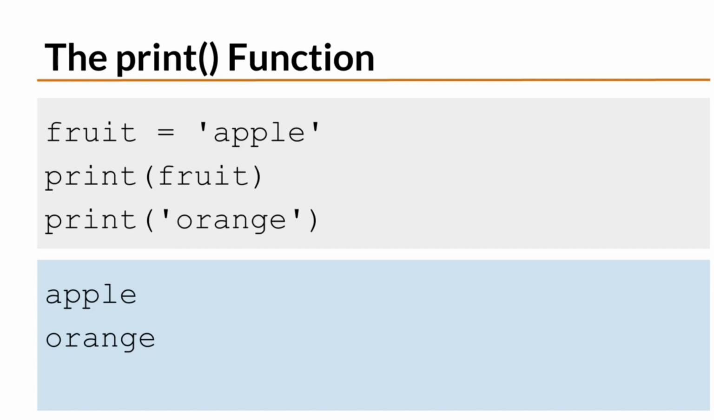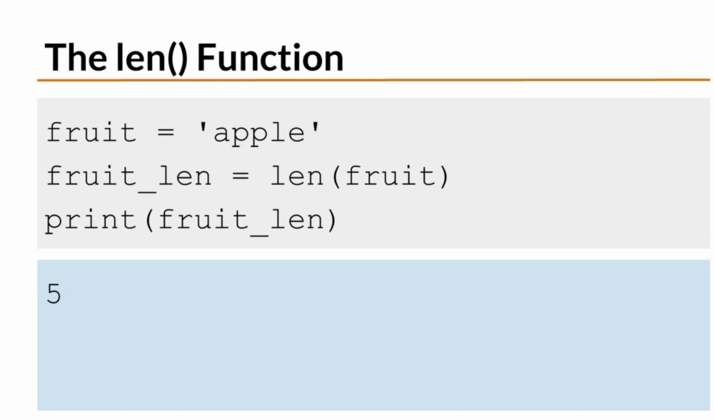Next, we print a string directly without a variable involved, and that string is orange, and it gets printed to the screen as well. Another built-in function is the len function. When a string is provided as an argument to the len function, it returns the length of that string. Said another way, len returns the number of characters in a string.